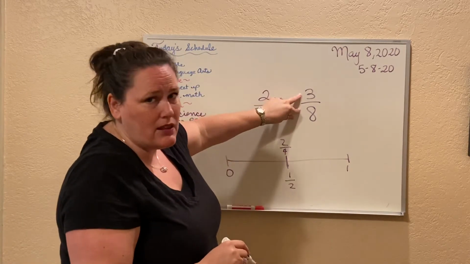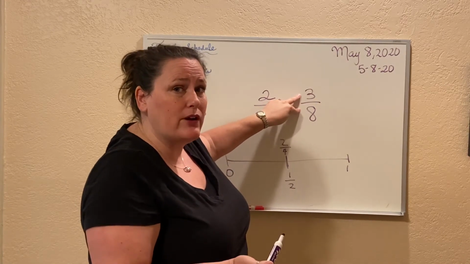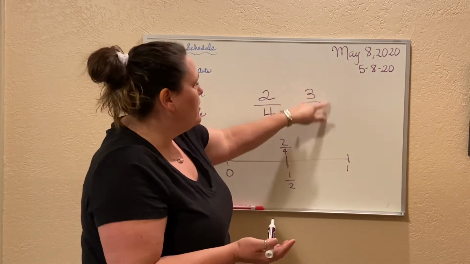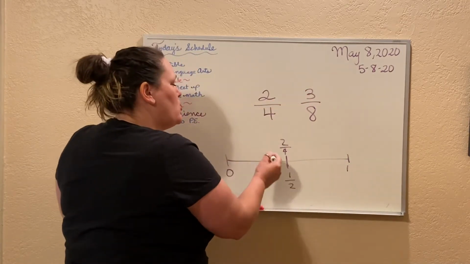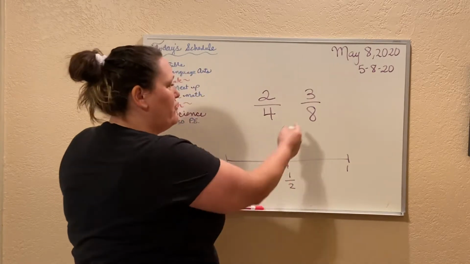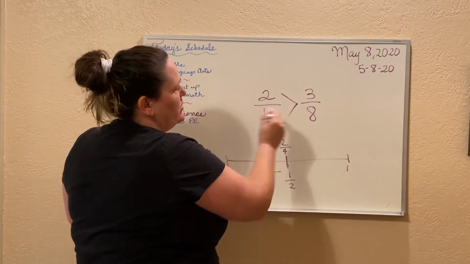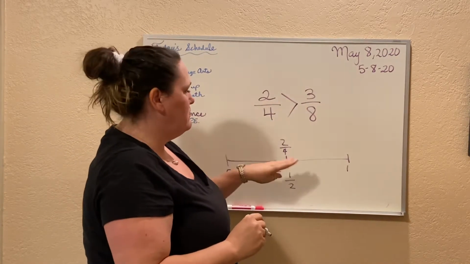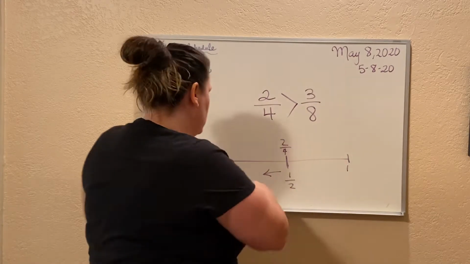And then 3/8, I would ask them, what would make 3/8 half? Well, that would be 4/8. So this is less than 4/8, less than half, so we know it would land on this side of the half. So if this is less than half and this is half, we know that 2/4 is greater than 3/8. So comparing them to halves.